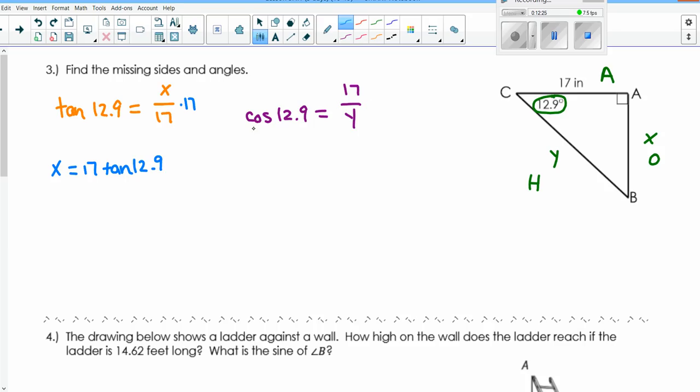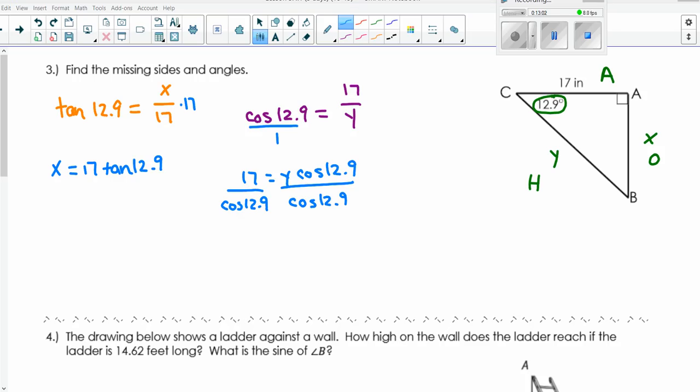So this might help to really make this a proportion and say, okay, this is over 1. Then when I cross multiply, I get 1 times 17, which is 17, and then Y times cosine of 12.9. So notice we didn't get Y by itself, but we did get rid of the fraction. Now I can get Y by itself by dividing both sides by the cosine of 12.9. And notice now I got Y by itself.